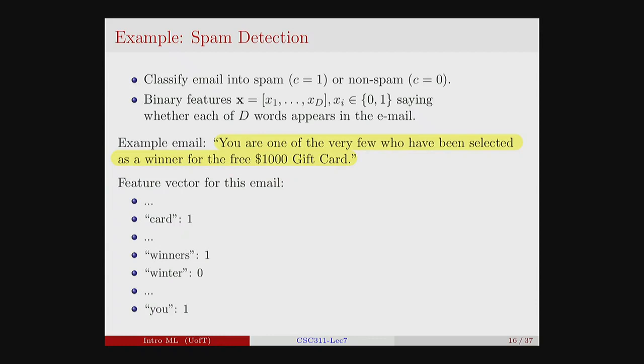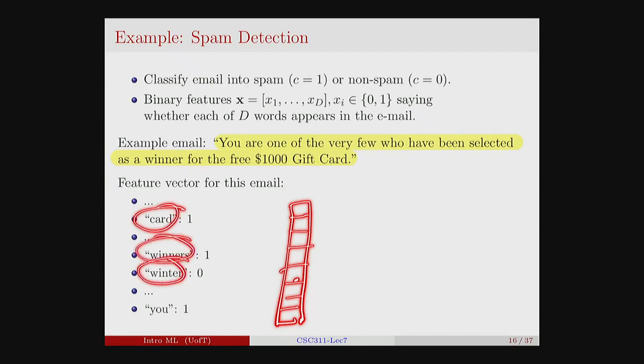Then what you're going to do is take your entire vocabulary, which is the set of all the words you see in the training distribution, and create a feature vector of dimension d. Associated with each location in this feature vector is a word. So you can sort your vocabulary alphabetically, and you might have words like card, winners, winter.